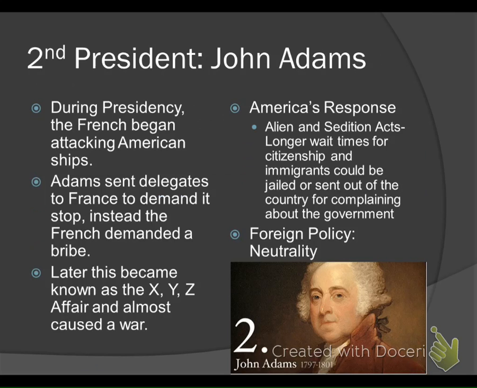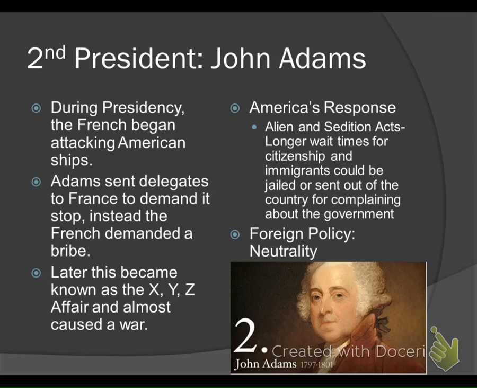Okay, our second president was John Adams. During his presidency, the French began attacking American ships. Adams sent delegates to France to demand it stopped. And instead, the French demanded a bribe. Remember, later this became known as the XYZ affair and almost caused a war. So here's America's response to the XYZ affair.